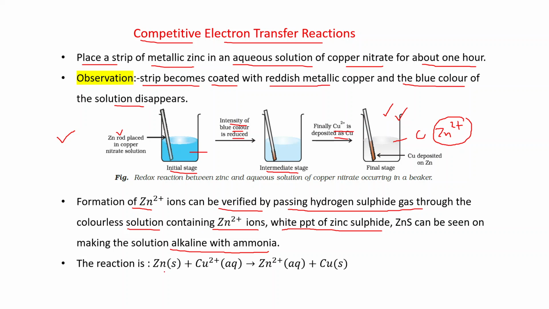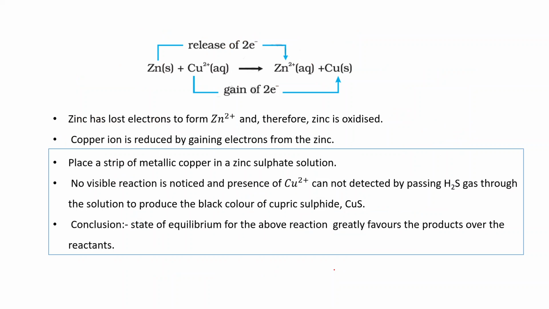And the whole reaction can be represented as Zn + Cu2+ converting into Zn2+ + Cu. In the lower classes we have discussed this as one of the examples of a displacement reaction. A more reactive metal displaces a less reactive metal from its salt solution. Now, in this reaction, Zn converts into Zn2+ by losing electrons, and Cu2+ converts into Cu by gaining electrons. So we can say zinc has lost electrons to form Zn2+, therefore zinc is oxidized. And copper ion is reduced by gaining electrons from the zinc.